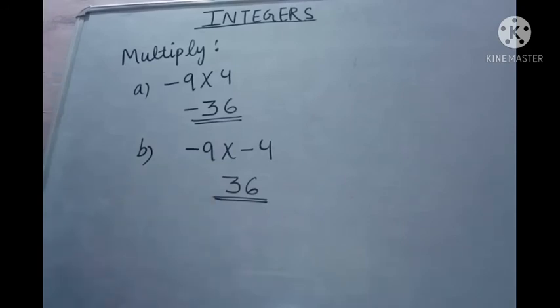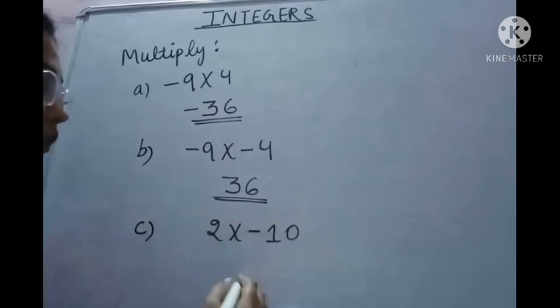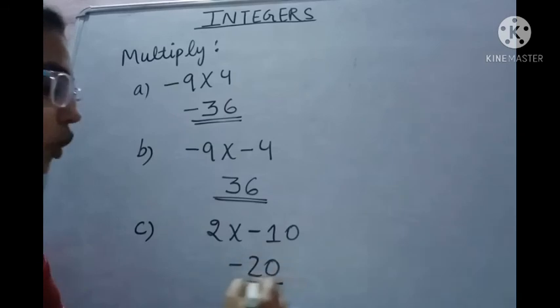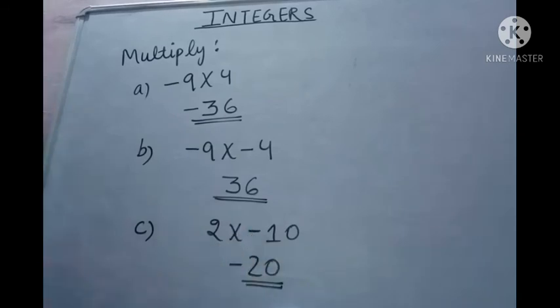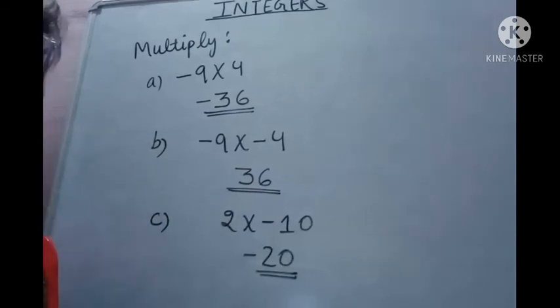Is it clear? In the digits, just like if we are having 2 multiplied by minus 10, okay, so this will come out to be minus 20 because only one negative sign is there in the question. Is it clear? These questions are very important, just understand them carefully.